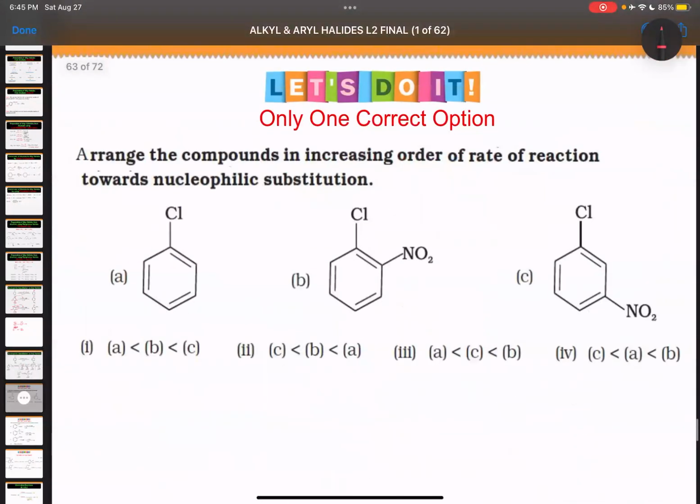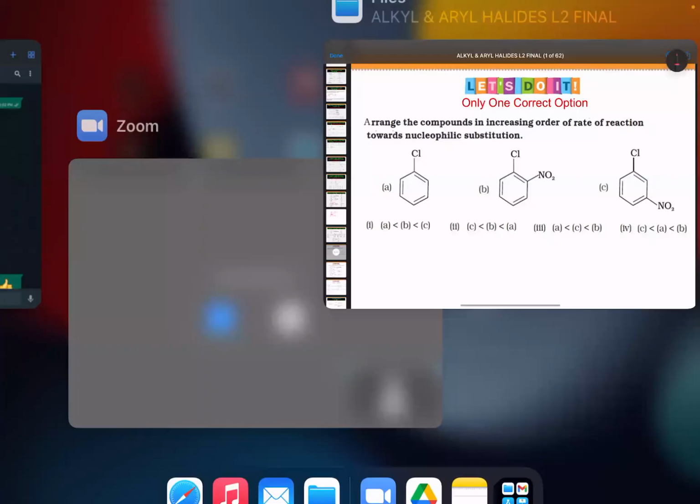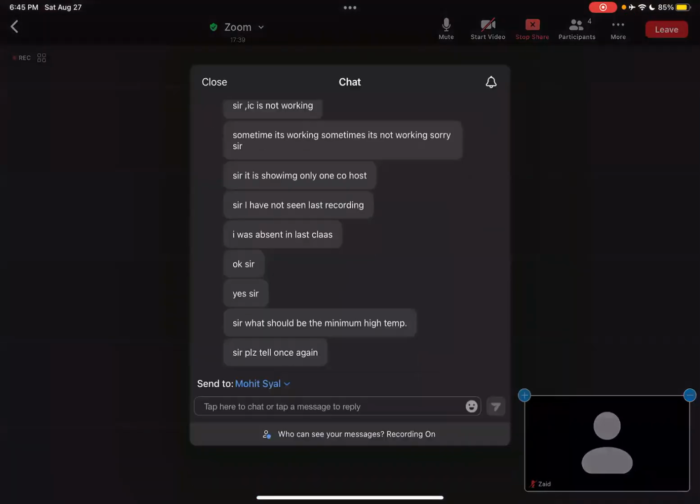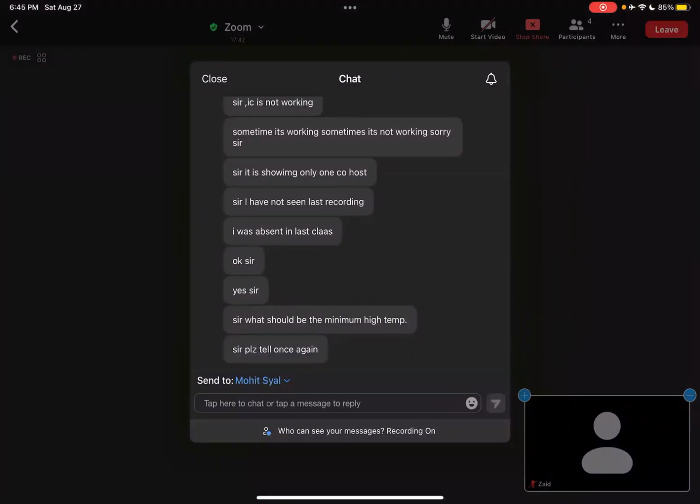Yeah, let's do one question. So you need to compare the rate of the reactions. What should be the minimum temperature? The minimum temperature, if you have simply chlorobenzene, is around 350 degrees Celsius.